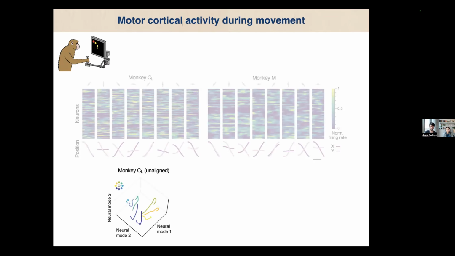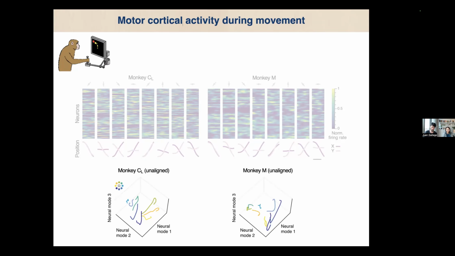So here, if you now do PCA and look at the latent dynamics in the first 3 dimensions of this PCA manifold, and I'm being a bit loose here with the use of the word manifold, we can talk about that too if you want. These are the trajectories of these populations when monkey C reached to these 8 targets. And these are the trajectories when monkey M reached to the 8 targets.